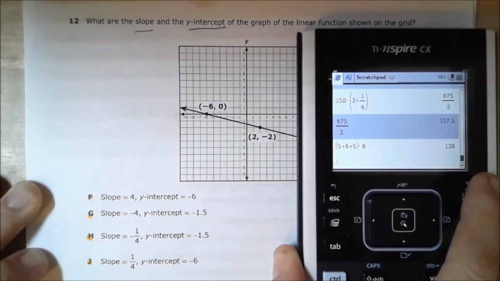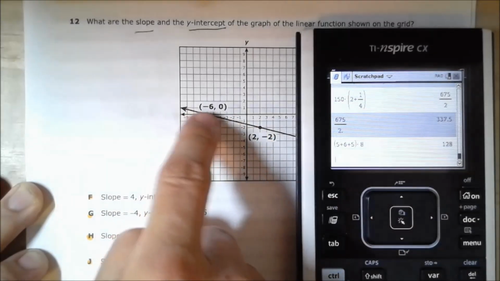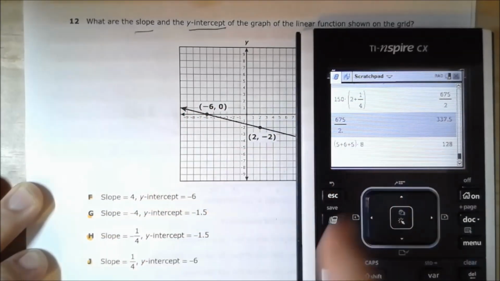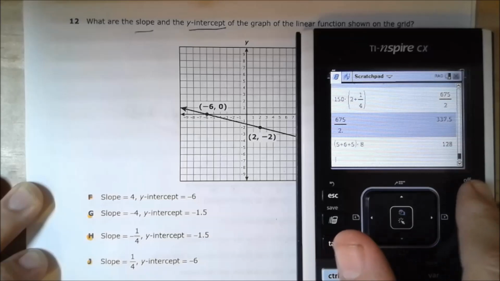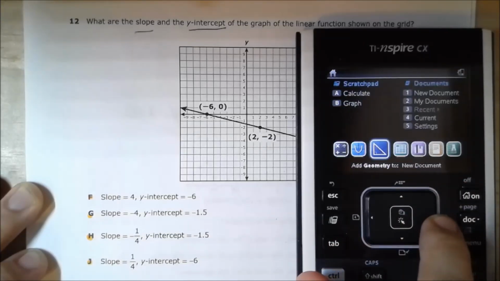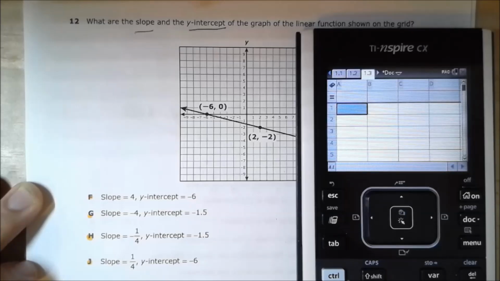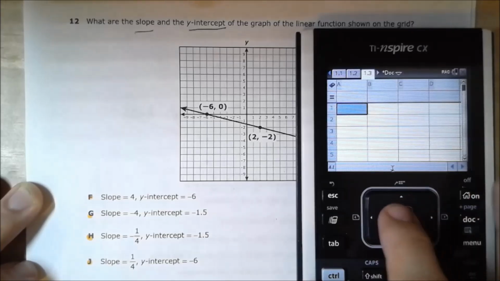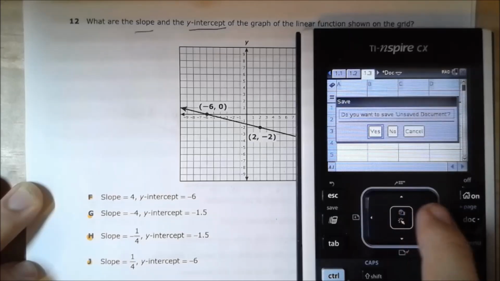Let's go to our spreadsheet. They've given us 2 points. We just need to put those 2 sets of points in our spreadsheet, and then we can go ahead and graph it and get our equation. So I'm going to go down to spreadsheet, hit enter. Since I've got multiple spreadsheets open, I'd always recommend that you delete those before trying anything.